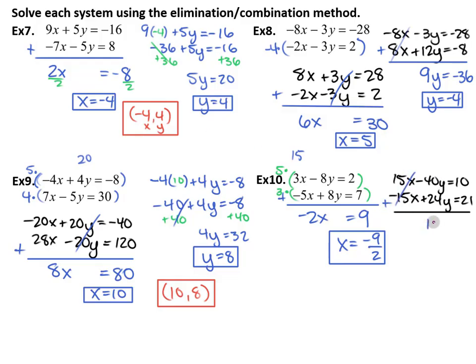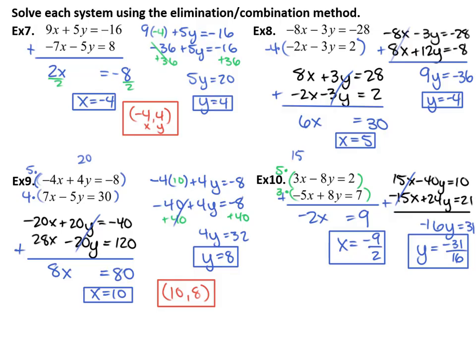This time I get negative 16y, I believe, equals 31. Oof, we're getting off the screen here. 31. And dividing by negative 16, we get negative 31/16. Pretty ugly value. Okay, so our solution to our system has some pretty ugly fraction coordinates.